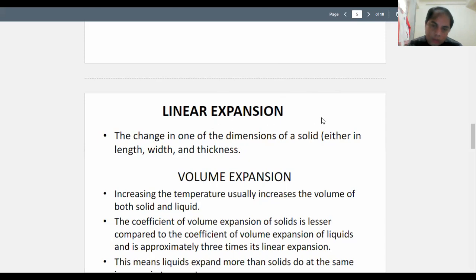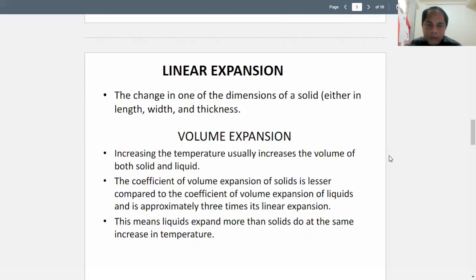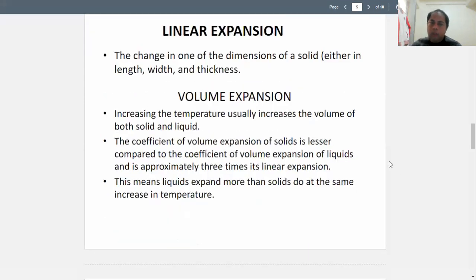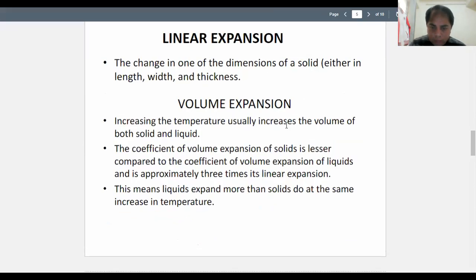So there's linear expansion for length, and you could have a volume expansion if it's a container. So we deal with some value called a coefficient of expansion. There's a thing we call a coefficient of expansion.